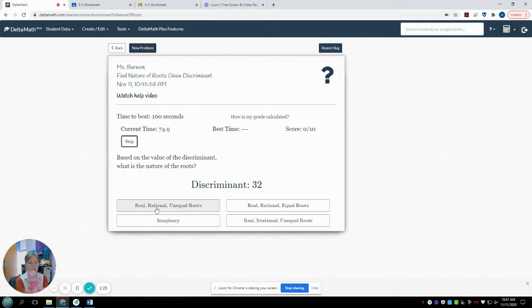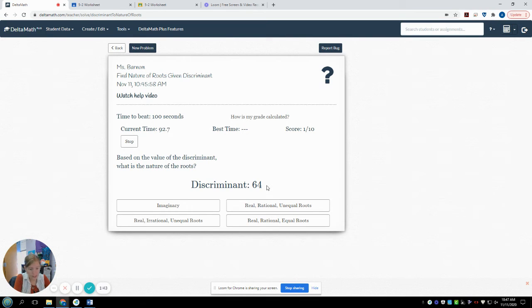So what you're going to want to quick do is grab your calculator or know your square numbers in your head. And if I try the square root of 32, I get a pretty ugly decimal, right? So this one would be an irrational root. Whereas 64, the square root of 64 is just a nice happy 8.